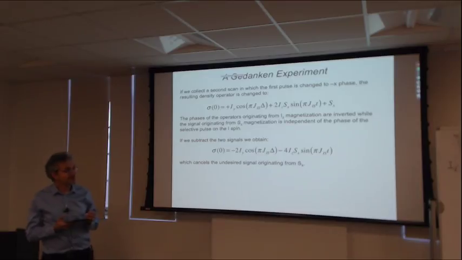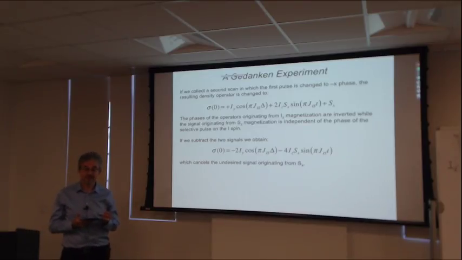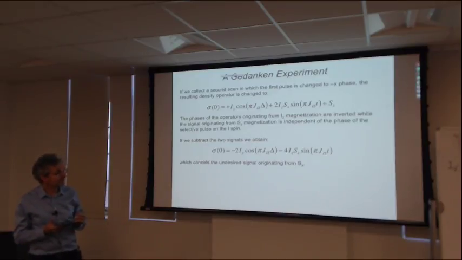The SZ magnetization wasn't affected by the first selective pulse. So that signal was unaffected by the phase of the first pulse. So when I subtract the two signals, the SX term subtracts away.